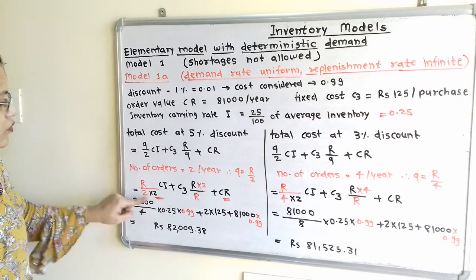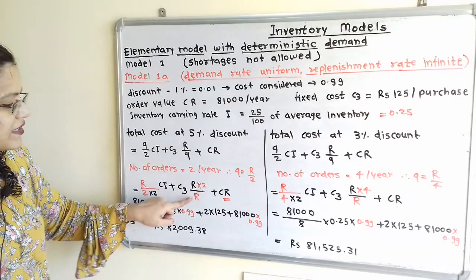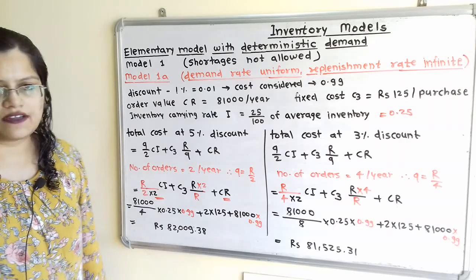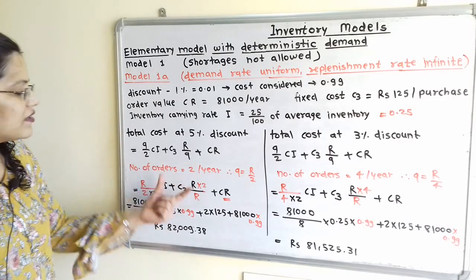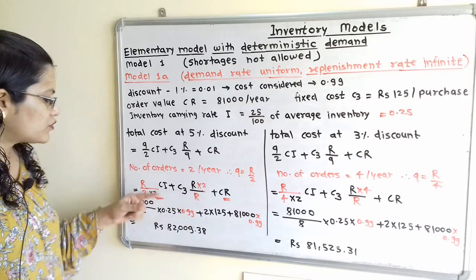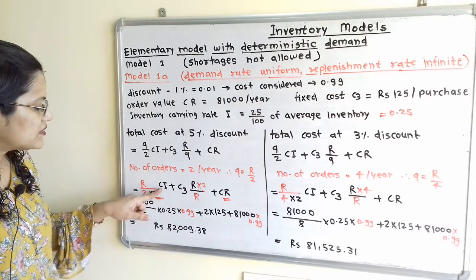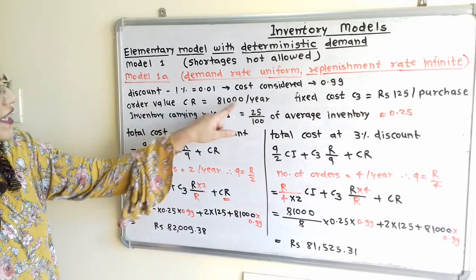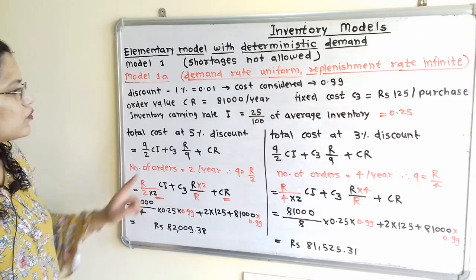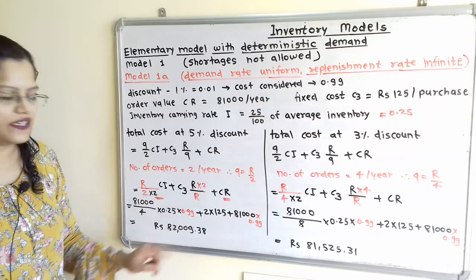Now we will replace this Q with R by 2 and rewrite this formula. So R by 2 into 2 Ci plus C3 R by Q, that is R divided by R by 2. So this 2 we will take in the numerator, plus CR. Now we know that the discount is not applicable to this fixed cost, so we will apply the discount to this first part. So if we observe C into R, CR is 81,000. So we will write here 81,000 divided by 4 into I. So I is 0.25 into discount 0.99, plus.